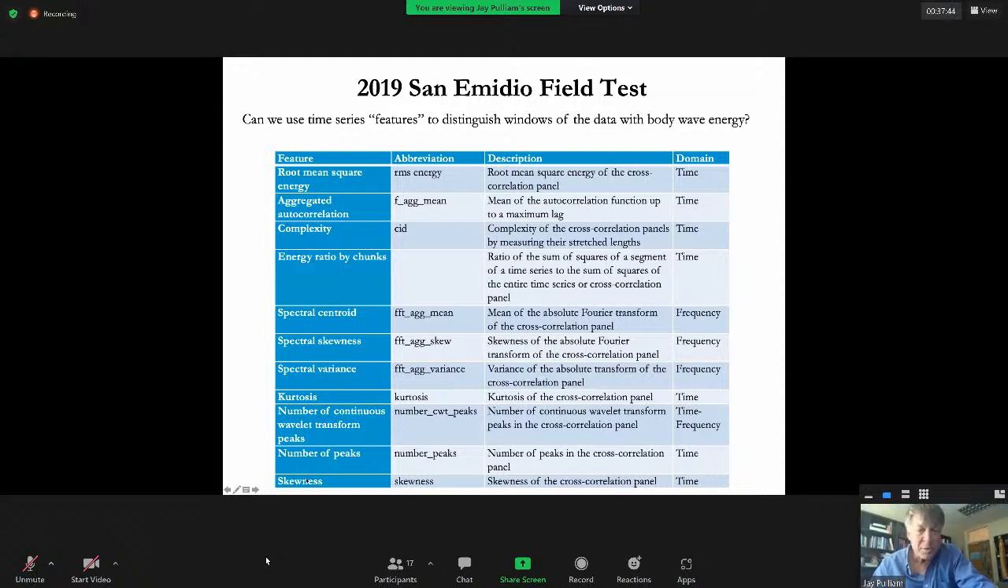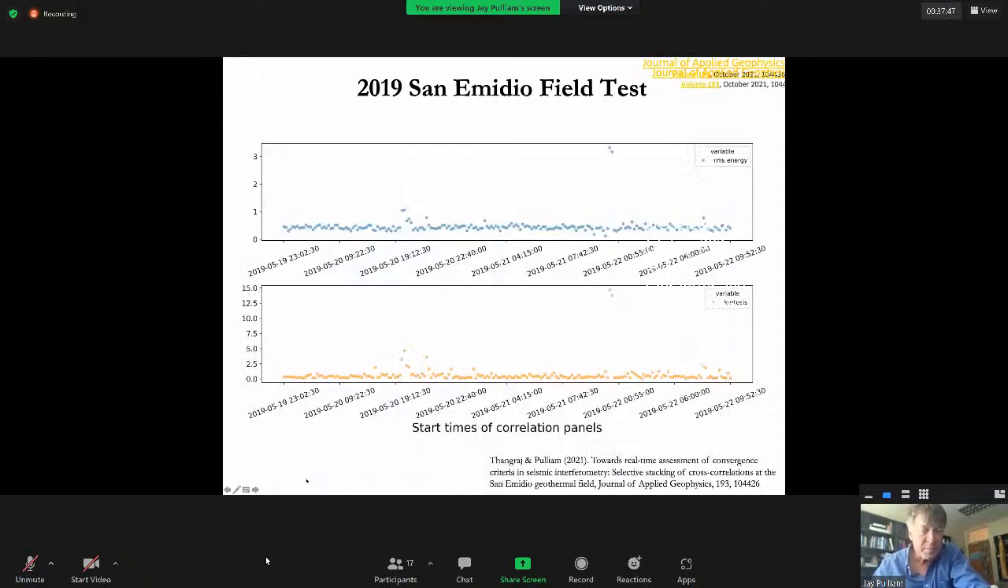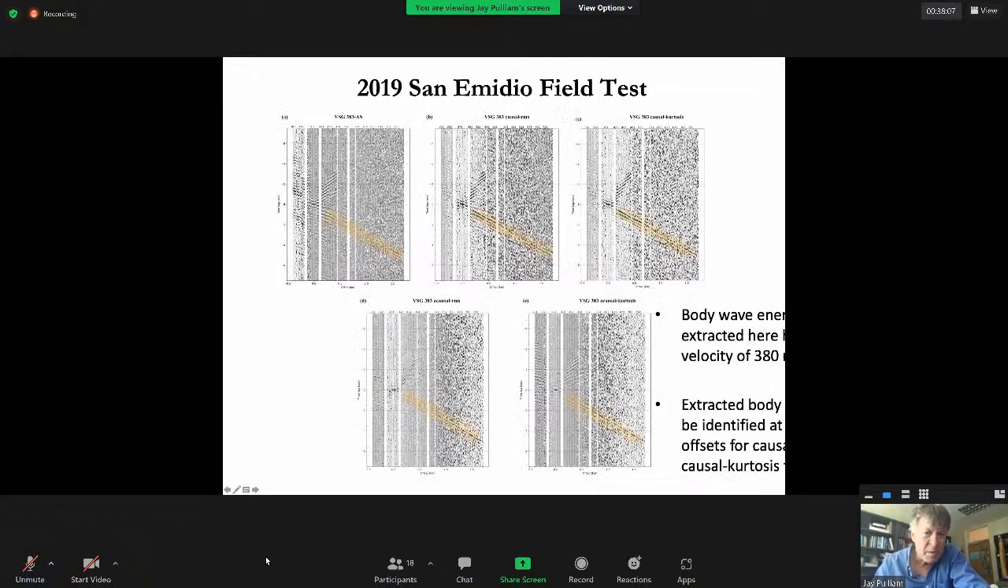Skewness is a measure of the tailedness, or some people say peakedness, of the distribution. So you pick out the best scores and you stack what turned out to be 25% of the total. So the top quartile. And that allows us to identify some body waves here and here and here, which didn't show up in that original virtual source gather. Afraid I don't have the side-by-side comparison here.